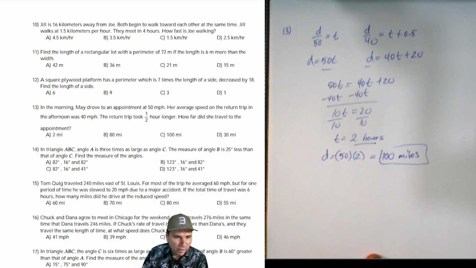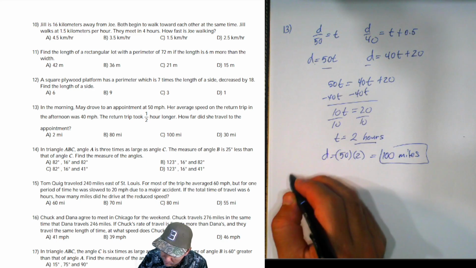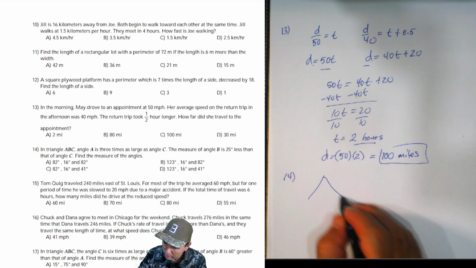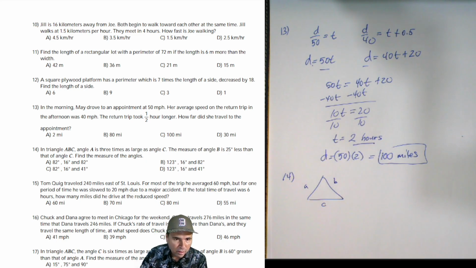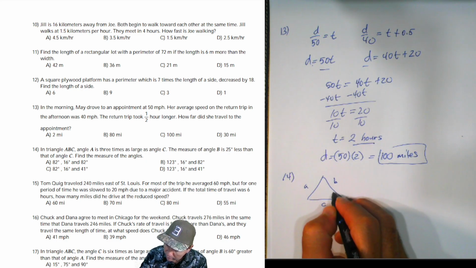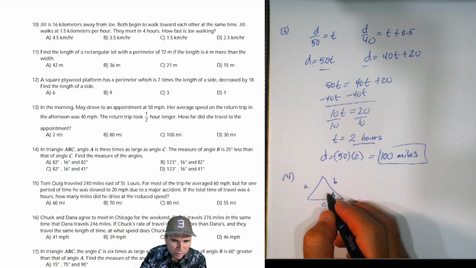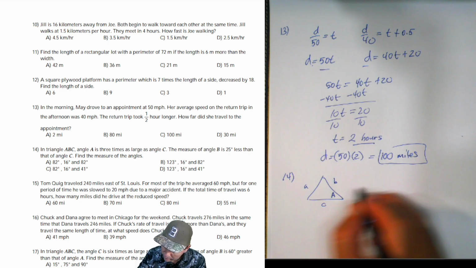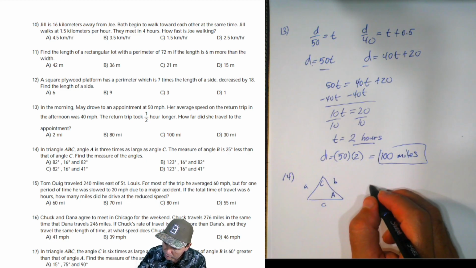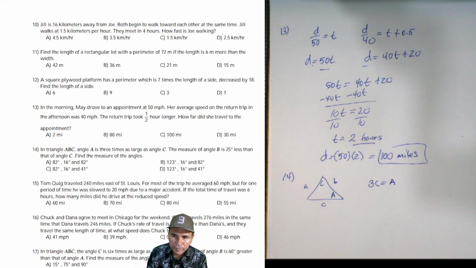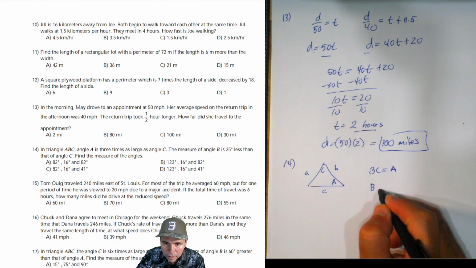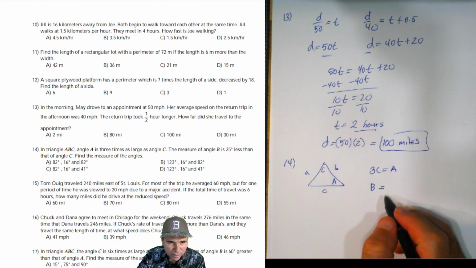Okay, 14. In a triangle ABC, angle A is 3 times as large as angle C. So we have triangle ABC. Angle A, which is this one right here, is 3 times as large as angle C. So this is angle C, right? So 3 times C is equal to angle A. All right. The measure of angle B, so B is 25 less than angle C.